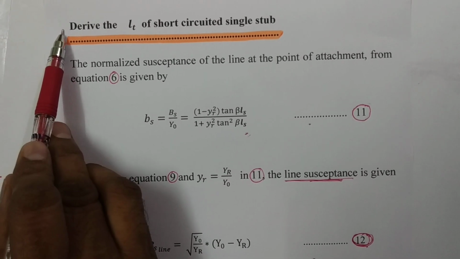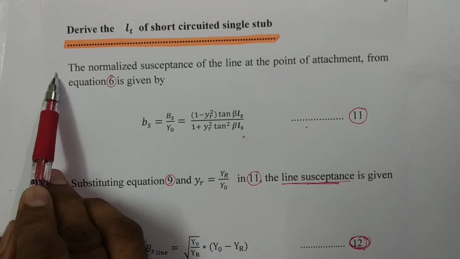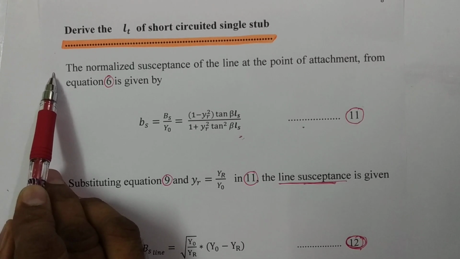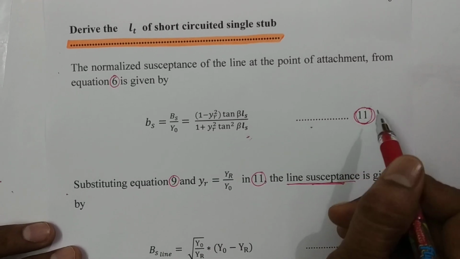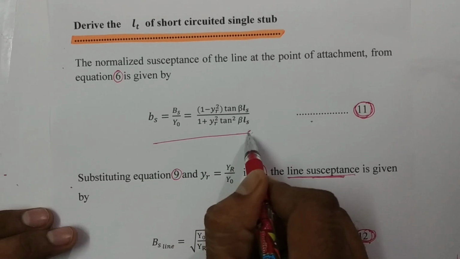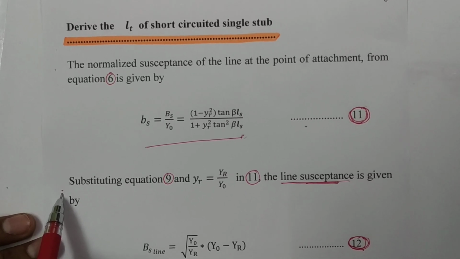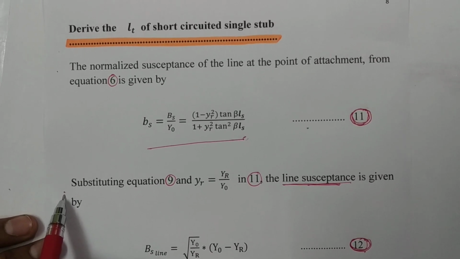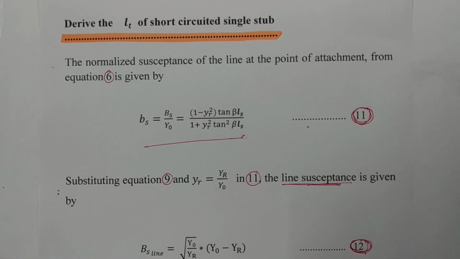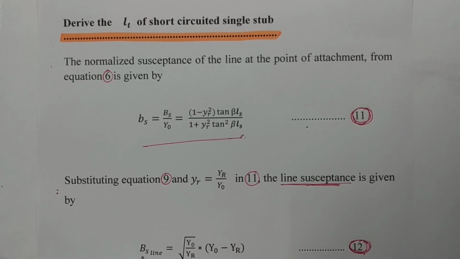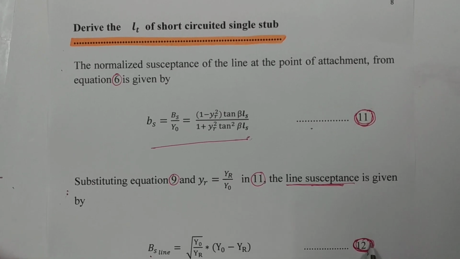Now we derive the length of the short circuited single stub. Normalized susceptance of the line at the point of attachment from equation 6 is given by equation 11, and this is the imaginary part of equation number 6. Substituting equation 9 and replacing small yR equal to capital YR by capital Y0 in equation 11, the line susceptance is given by Bs equal to root of Y0 by YR multiplied by Y0 minus YR, given by equation number 12.